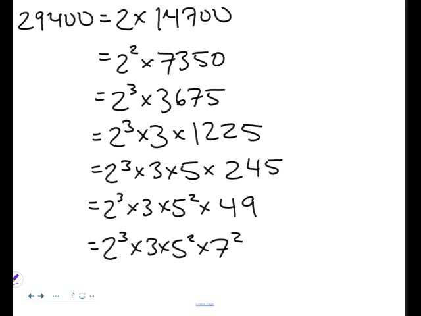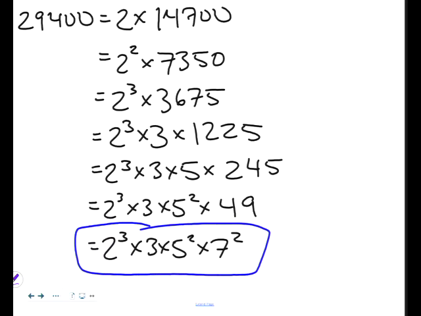And so that is our prime factorization of 29,400. We know that there are three factors of 2, 1 factor of 3, 2 factors of 5, and 2 factors of 7.